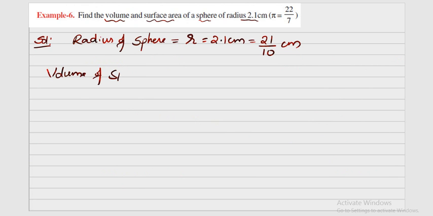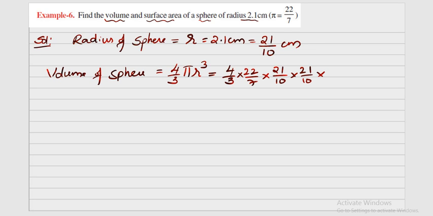So what is the volume of a sphere formula? The volume of a sphere is nothing but 4/3 pi r cube. So remember this formula. In physics and chemistry, whenever there are derivations, you are going to use this formula. So 4/3 into 22/7 into r cube means 21/10 into 21/10 into 21/10.